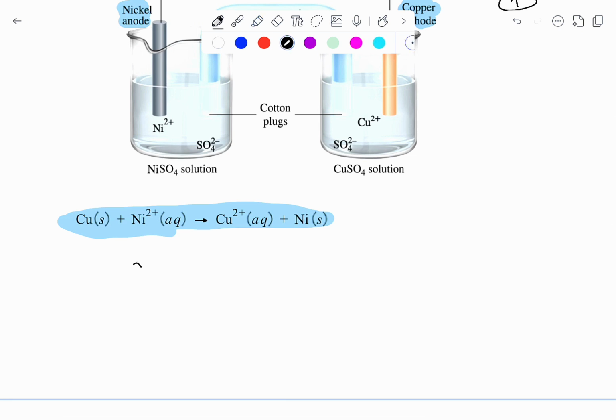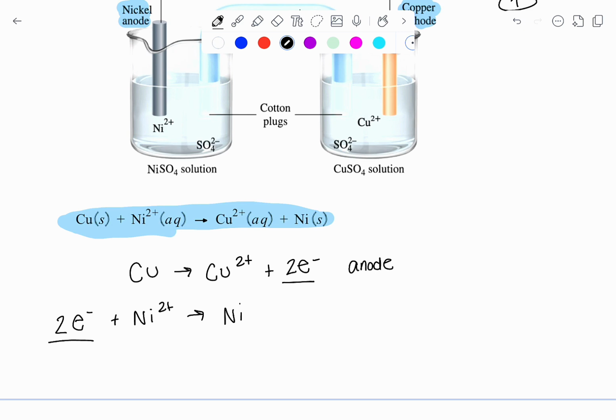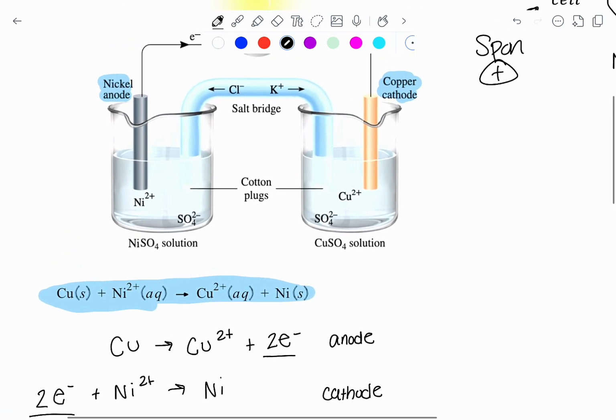So if we look at our reaction here, I'm just going to zoom in a little bit, we see that copper is going to copper 2+, and nickel 2+ is going to nickel. This would suggest that copper is being oxidized and nickel is being reduced, right? Because our reduction has our electrons on the reactant side, whereas our oxidation has it on the product side. So we would expect this to happen at the anode and this to happen at the cathode. However, that's not what this picture is showing.